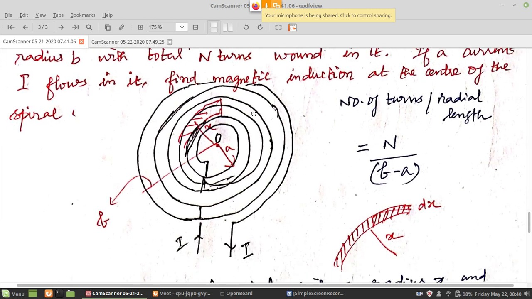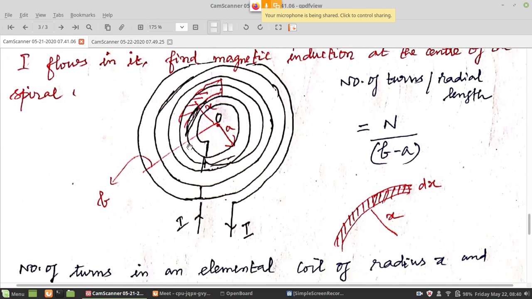సో ఈ స్పైరల్ కాయిల్లో టోటల్ లెంత్ b minus a. ఆ b minus a డిస్టెన్స్లో ఎన్ని టర్న్స్ ఉన్నాయి అనేది టర్న్ డెన్సిటీ. సో నంబర్ ఆఫ్ టర్న్స్ బై దట్ b minus a డిస్టెన్స్. This is the number of turns or turn density. Now what we have to do? We have to calculate the magnetic field at the center.